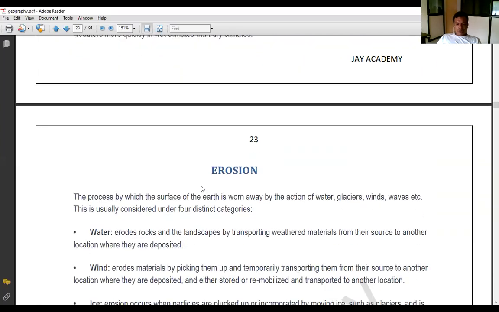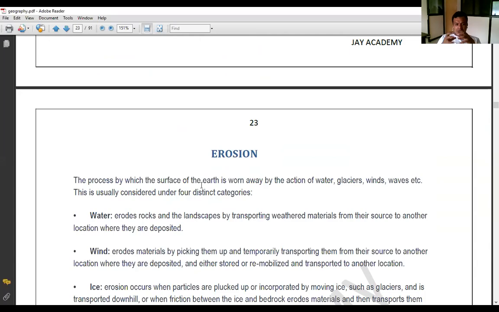Next is erosion. What does erosion mean? Once the material is broken down, it is eroded by various agents. Any doubts about weathering? Got it? What is weathering? Weathering is simply the breaking down of the upper rock layer of the earth's surface. It may be due to physical weathering, biological weathering, or chemical weathering. So after the weathering, there is erosion.